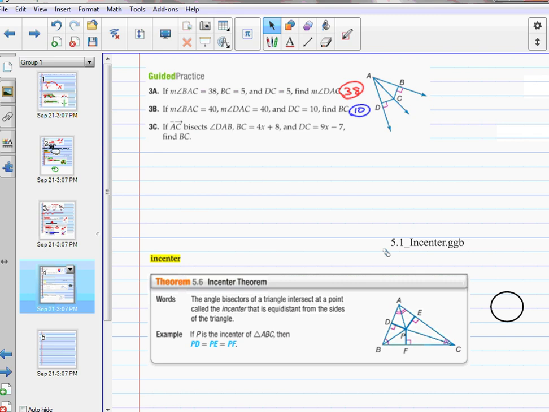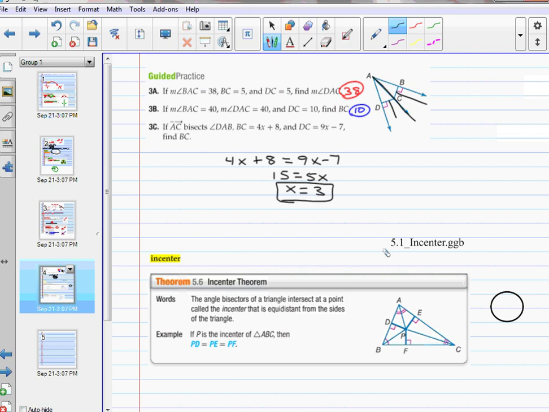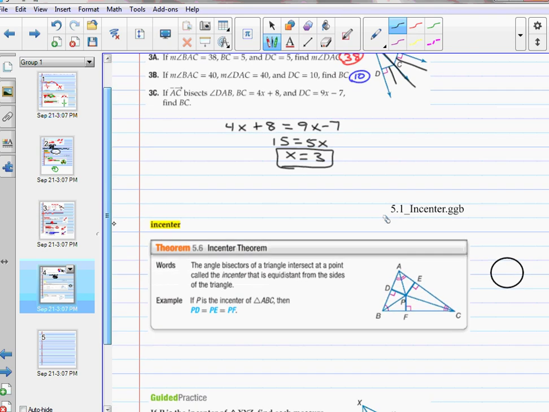If AC bisects angle DAB, we know we have an angle bisector. And BC is 4x plus 8. DC is 9x minus 7. What do I know about those two measures? They are equal. So 4x plus 8 must equal 9x minus 7. Subtract my 4x, it's 5x. Add my 7, it's 15. What is x? 3. Nice, easy math. We just need to remember that.